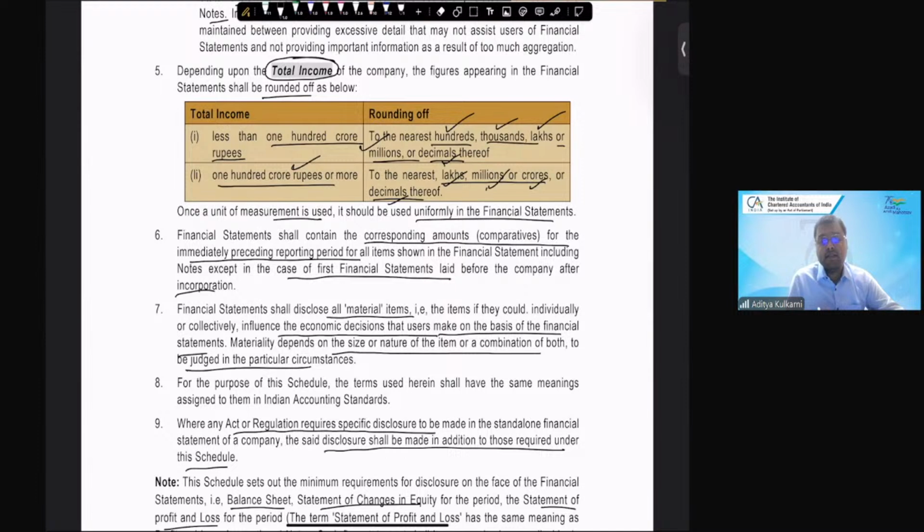But in some cases they say you will also look at the nature. So we studied in Ind AS 24, all related party transactions by default need to be disclosed. You will not look at materiality. Do you remember this? Yes? Aapko yaad hai? Yes, sir. Yes.